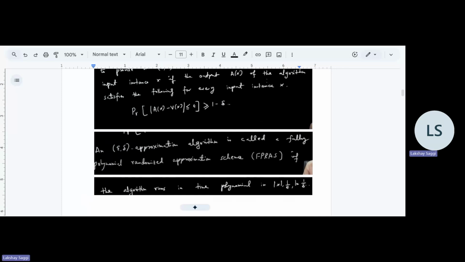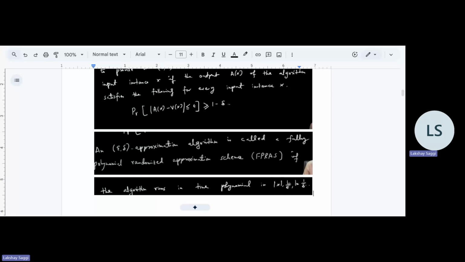So if the values of epsilon and delta are small, then it's natural to assume that the algorithm runtime should increase. But if it increases polynomially, then we are in this FPRAS domain, and that's why the runtime is polynomial in 1 over epsilon and log of 1 over delta.